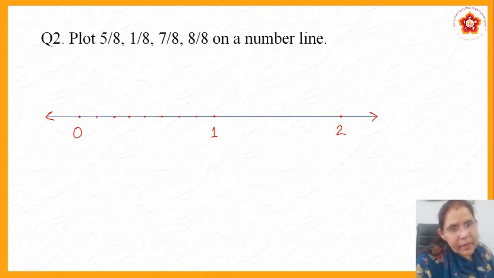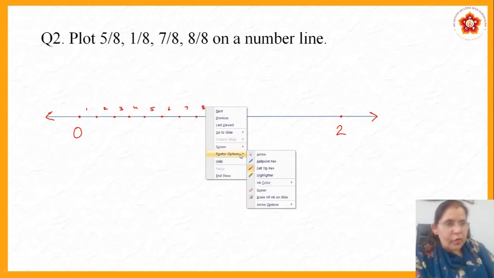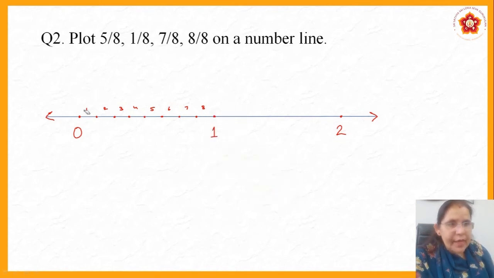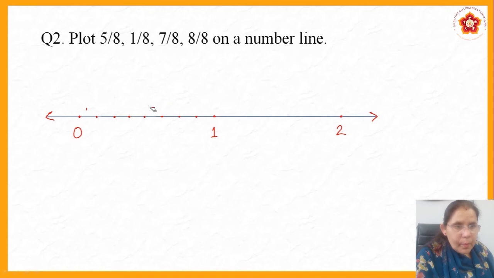Now count the number of points. After 0, this is 1, this is 2, 3, 4, 5, 6, 7 and last one is 8. You can see also how many parts are there. This is the first part, second part, third part, fourth part, fifth part, sixth part, seventh part and eighth part. So for dividing the line into 8 equal parts, we have to put 7 points.